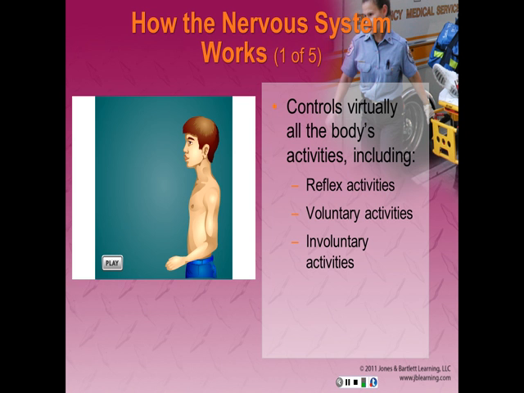So ask yourself, how does the nervous system work? The nervous system controls virtually all of the body's activities, including reflex activities, voluntary activities, and involuntary activities. We'll take a look at the animation.